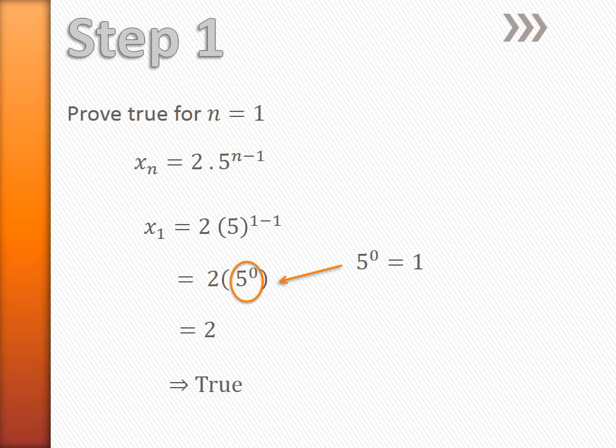Step 1, we must prove true for n equal to 1. Using the formula we have deduced already, we sub in the value of 1 for n. That means that 2 multiplied by 1 is 2, which proves that this formula is true for n equal to 1. As previously explained, anything to the power of 0 equals 1. In this case, 5 to the power of 0 equals 1.